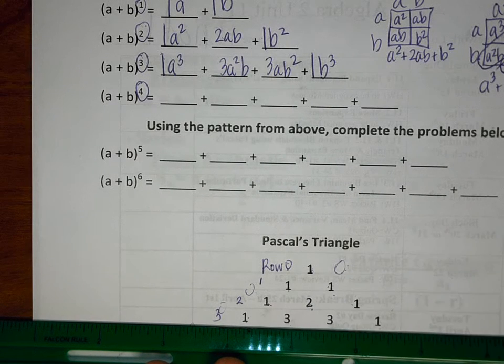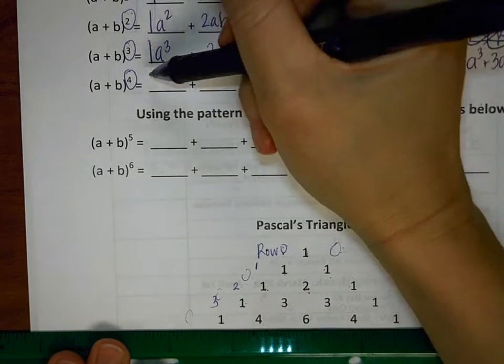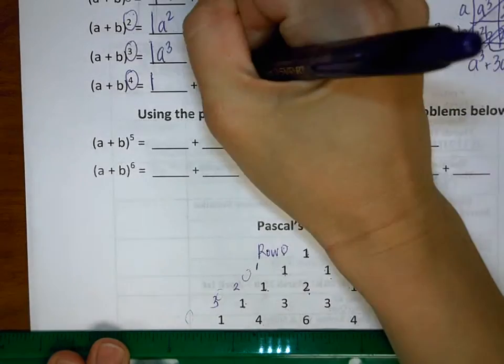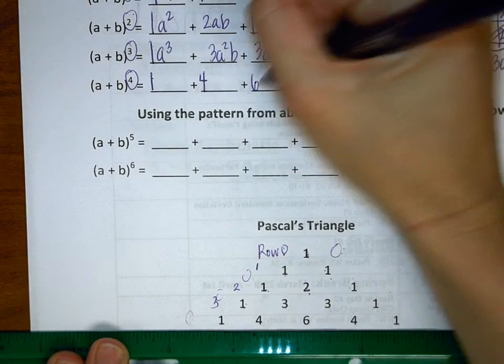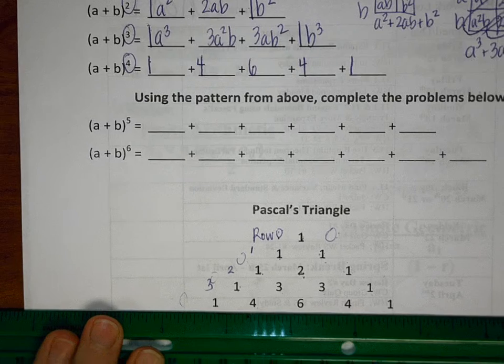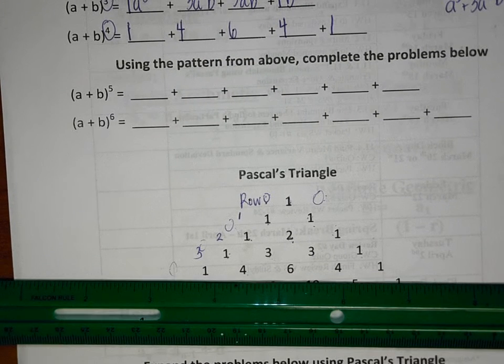So what are going to be my numbers with my fourth row? What are the numbers that are going to be in front here? Write them down: 1, 4, 6, 4, 1. Are we all okay with that? Yeah. Okay, now for dealing with the A's.